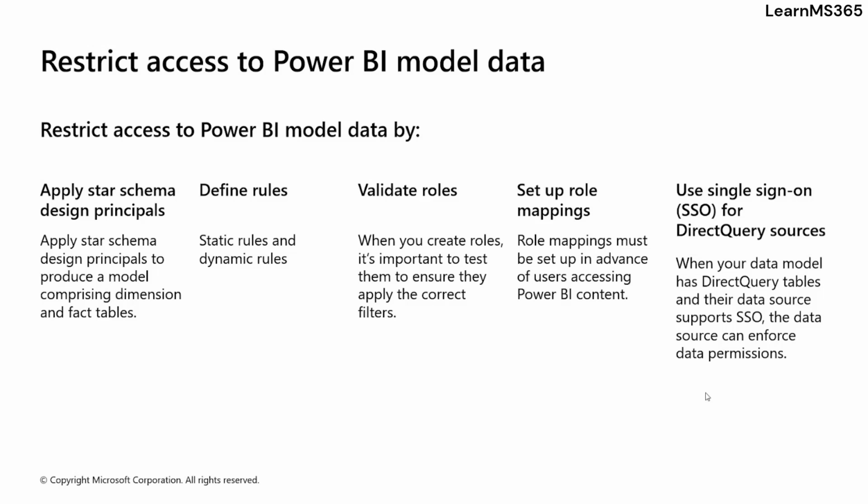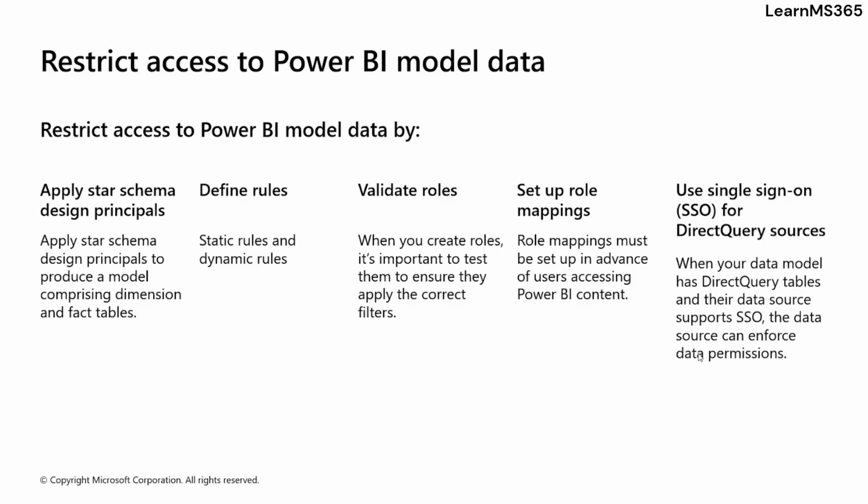The first one is to apply star schema design principles. We recommend you apply star schema design principles to produce a model comprising dimension and fact tables. And it is common to set up Power BI to enforce rules that filter dimension tables, allowing model relationships to efficiently propagate those filters to fact tables.